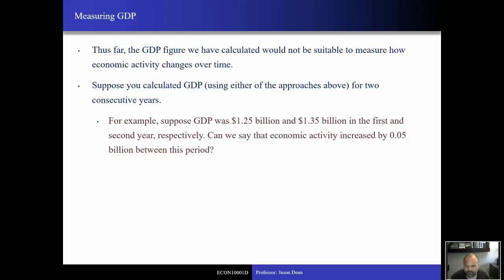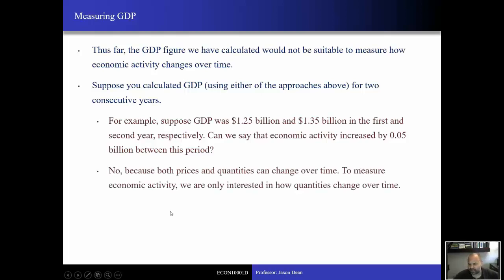So if we're interested in just economic activity, then we're interested only in how the quantities changed. We don't want prices changing as well. So the answer here is no, because both prices and quantities can change over time. We could have had this number increase just because of prices. We could have produced exactly the same thing in these two periods, but the prices were higher in the second period, and that's why our GDP figure is higher. So we would be incorrect in saying that the production or the economic activity has increased.